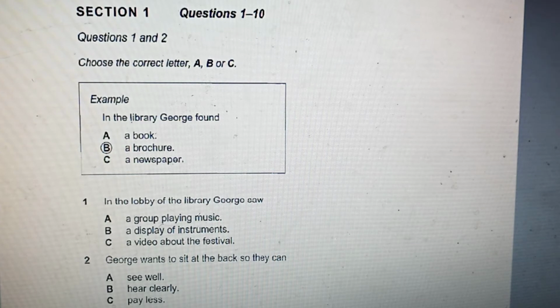Now we shall begin. You should answer the questions as you listen, because you will not hear the recording a second time. Listen carefully and answer questions 1 and 2.